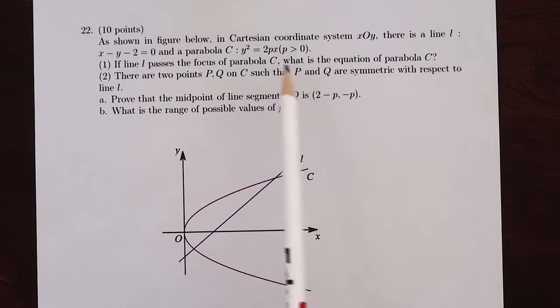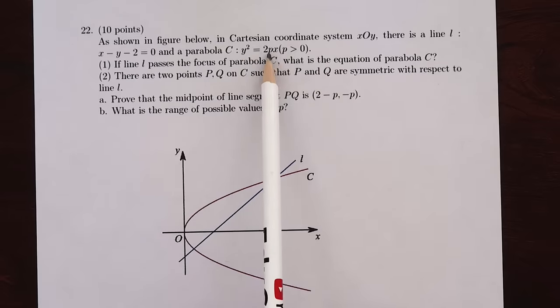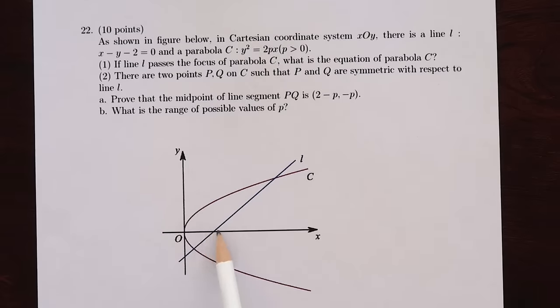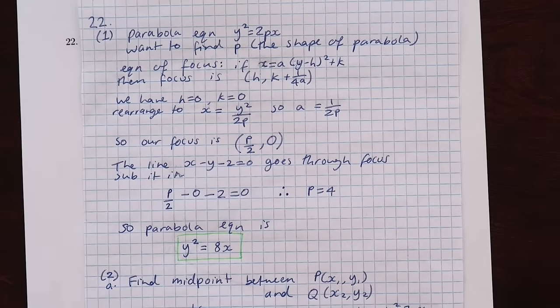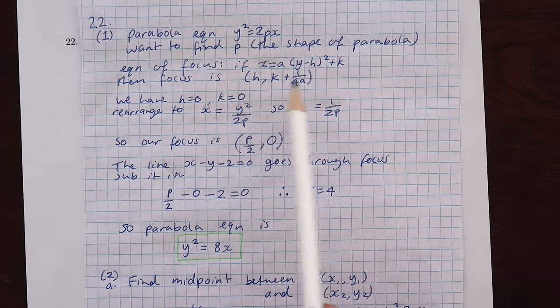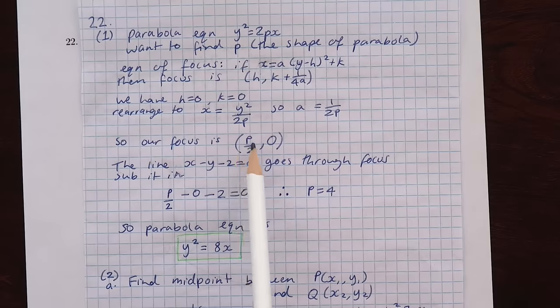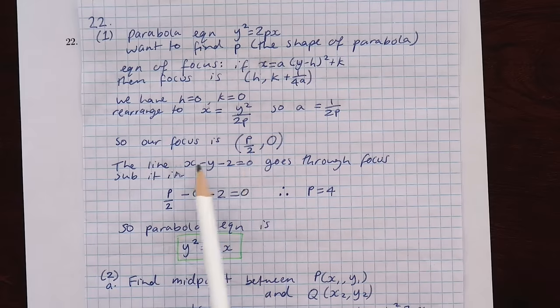parabola? So they're asking you really to find out what p is. And that determines the shape. Somewhere in here would be the focus of the parabola. And you can see in the solutions that I've written out that for this first part, it would be handy to know how to find the focus of the parabola. And if you did, you'd be able to find the focus for our one to be (p/2, 0). Then put that point into the line, since we know the line passes it, and you'll find that p is equal to 4. So you get your parabola equation.